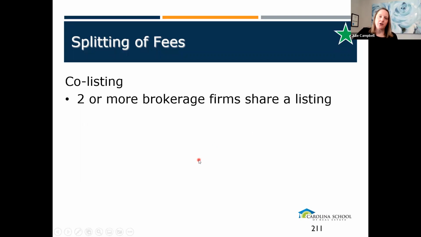And then the last scenario for getting paid, two firms may agree to co-list a property. So you may have two firms acting as the listing agent if the firm's policy allows. Again, how are we going to share that commission in a co-list? It will just come down to both firms' policies. Both firms have to agree how much to charge the seller and how they're going to share.